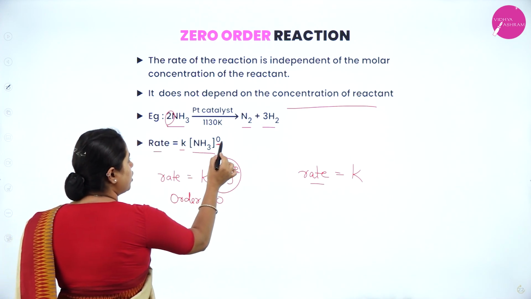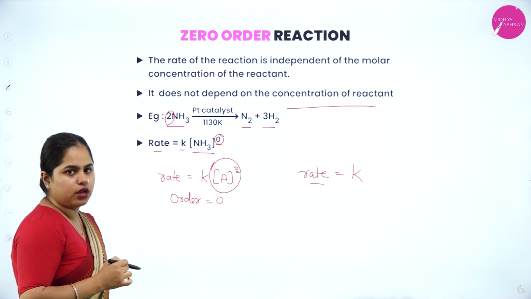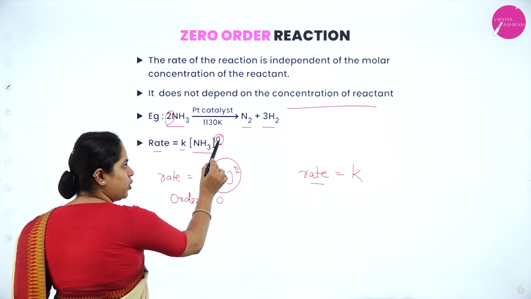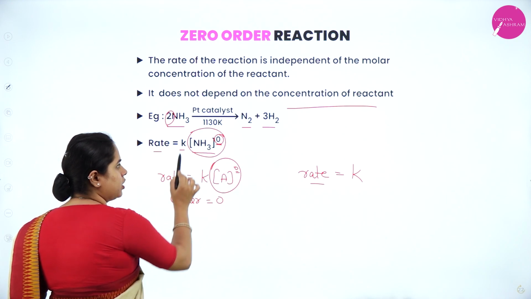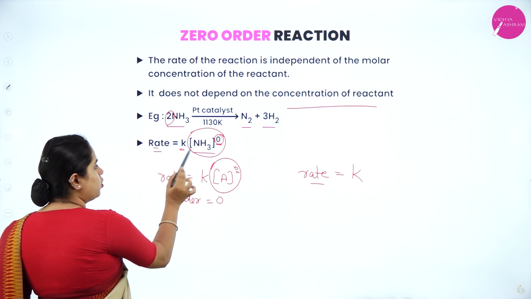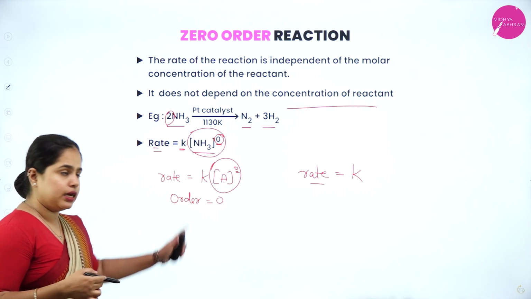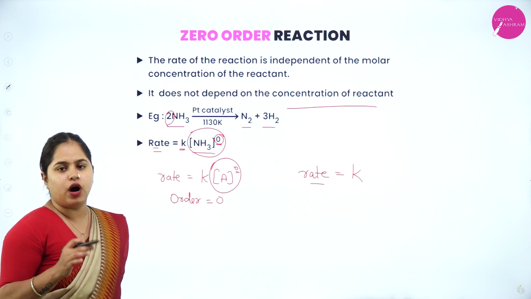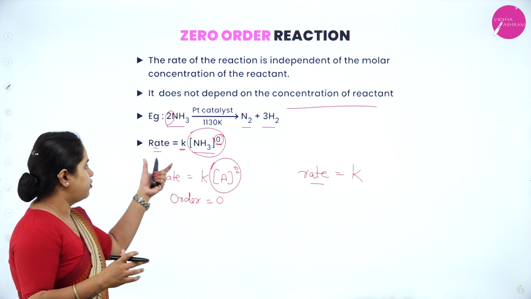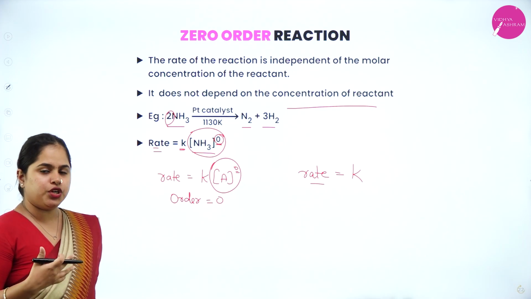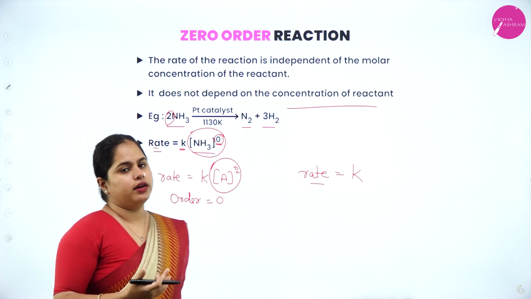But still, the order of the reaction is zero order reaction. So, as it is raised to the power 0, it means that this particular term is equal to 1. So rate will be equal to what? K. So that means that here the molar concentration of ammonia is not a factor of the rate of the reaction. So such reactions are called zero order reactions.